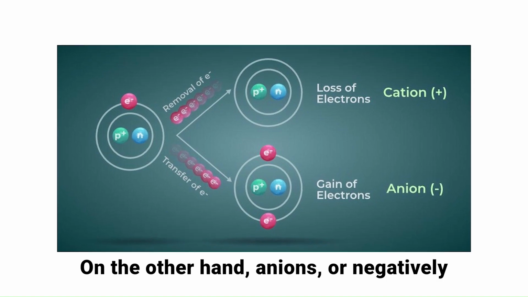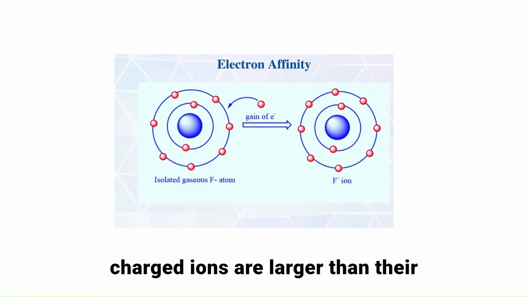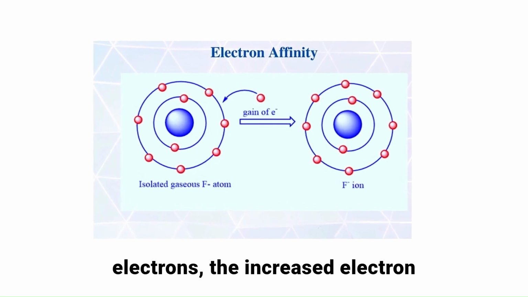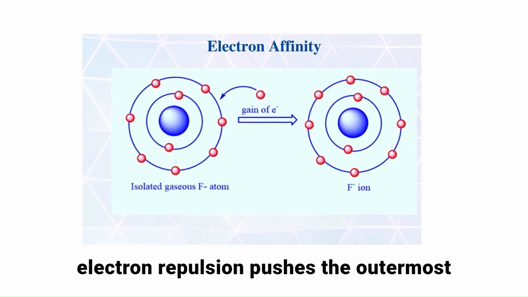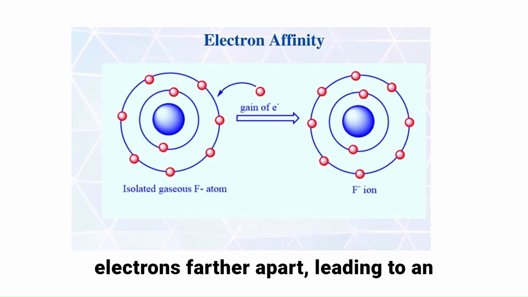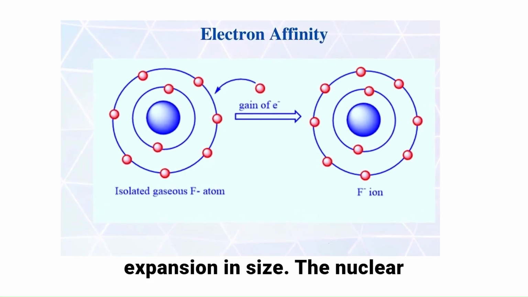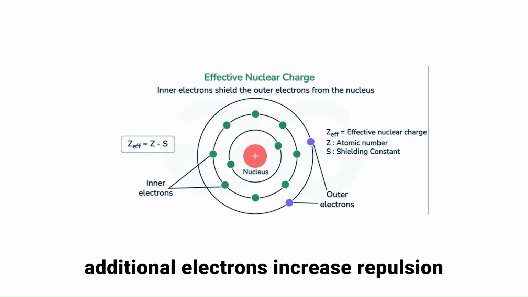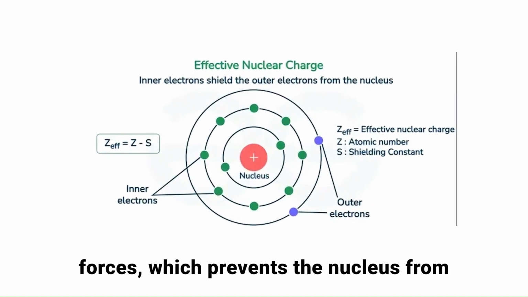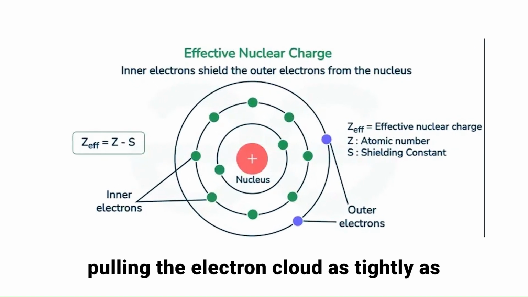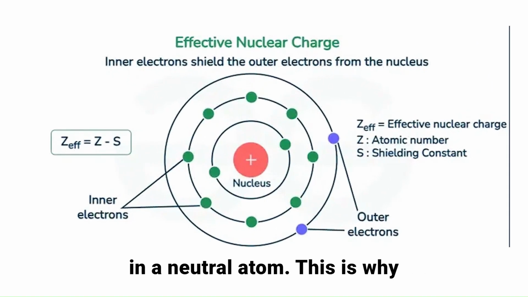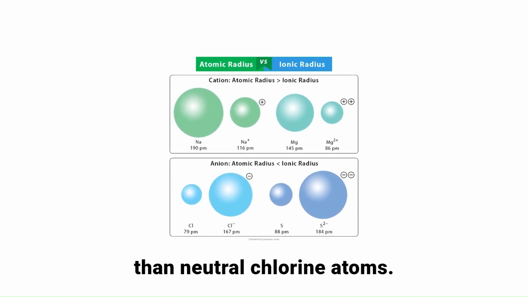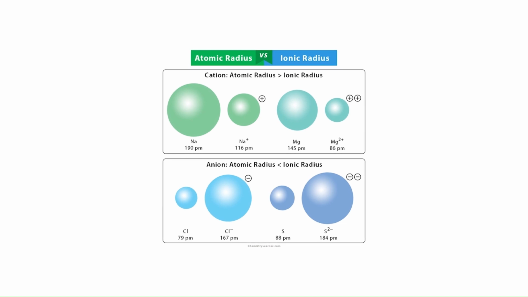On the other hand, anions, or negatively charged ions, are larger than their neutral atoms. When an atom gains electrons, the increased electron-electron repulsion pushes the outermost electrons farther apart, leading to an expansion in size. The nuclear charge remains the same, but the additional electrons increase repulsion forces, which prevents the nucleus from pulling the electron cloud as tightly as in a neutral atom. This is why chloride ions are significantly larger than neutral chlorine atoms.